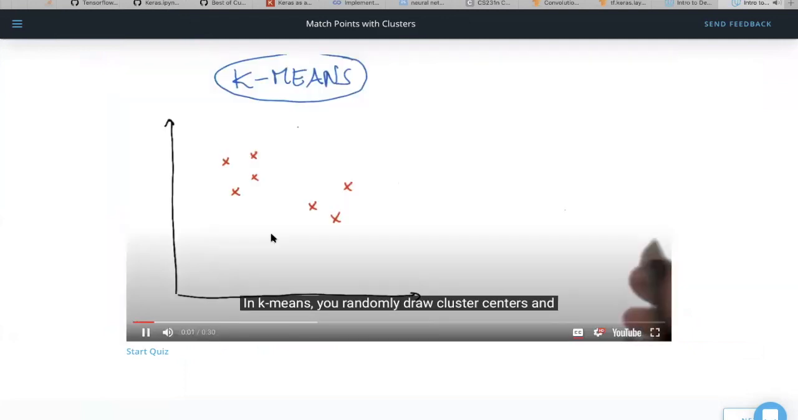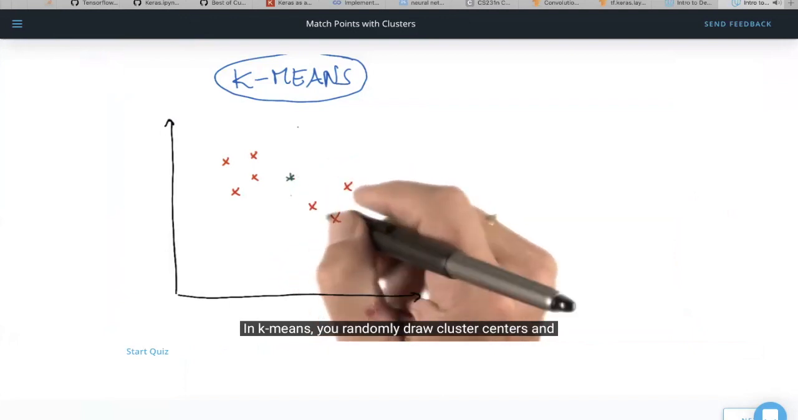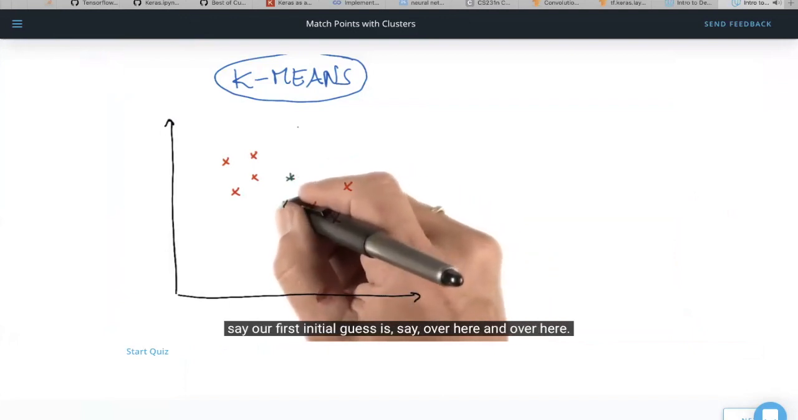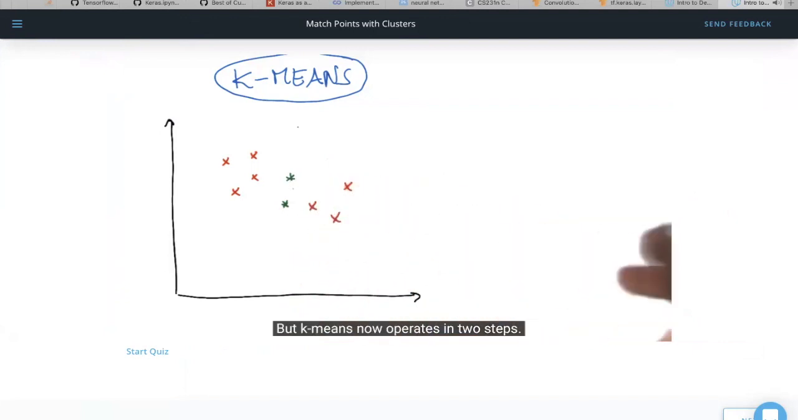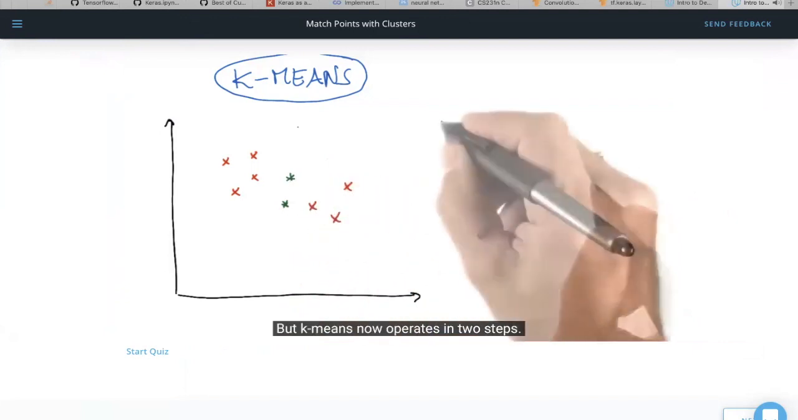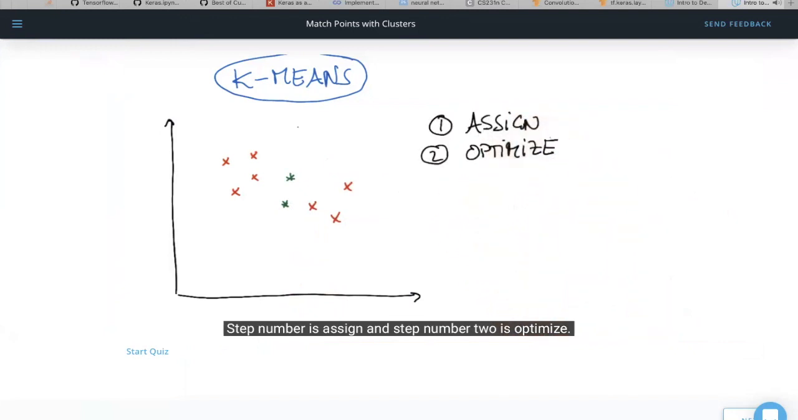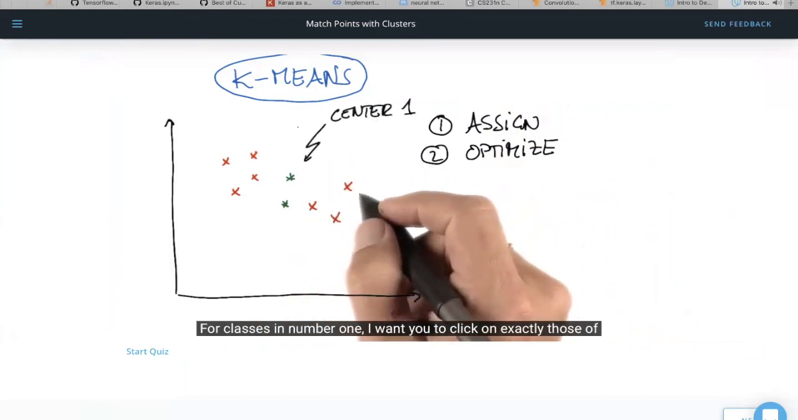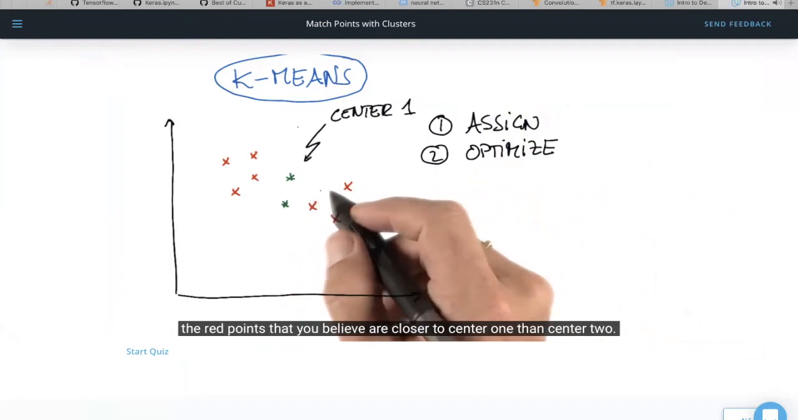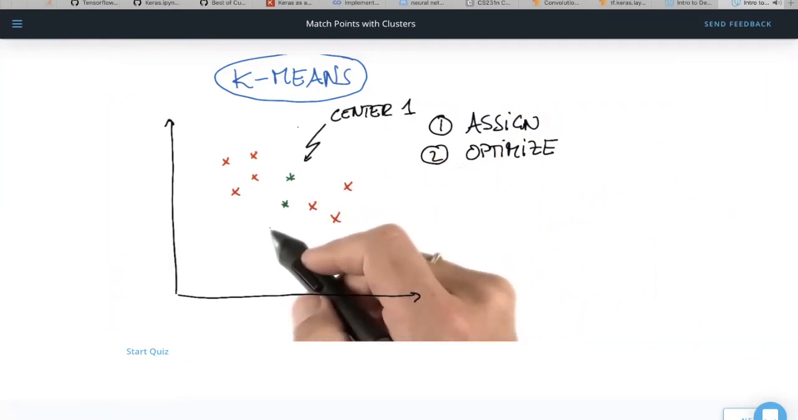In k-means, you randomly draw cluster centers and say our first initial guesses sit over here and over here. These are obviously not the correct cluster centers. We're not done yet, but k-means now operates in 2 steps. Step number 1 is assign, and step number 2 is optimize. So let's talk about the assignment. For cluster center number 1, I want you to click on exactly those of the red points that you believe are closer to center 1 than center 2.